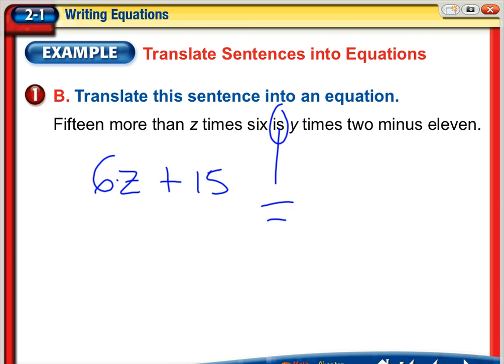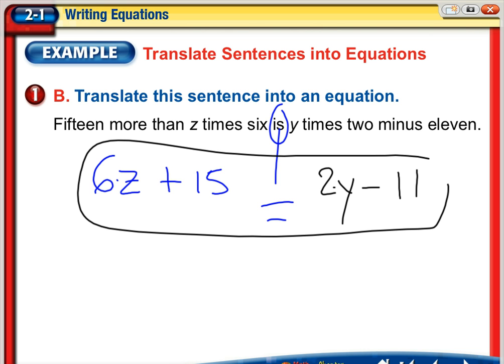I took care of my left-hand side. What is my right-hand side going to look like? How do you write y times 2 minus 11? Yes, 2y minus 11. But please, when you try to read this back to your friend, do not ever say 6z plus 15 equal to 2y minus 11. What are you missing there? When I say 6z, 6 times. Yes, you have to say 6 times z plus 15 equal to 2 times y minus 11. You've got to have that in between.